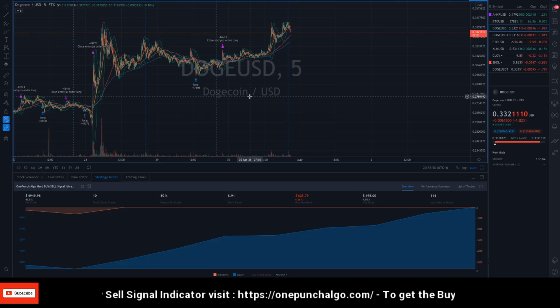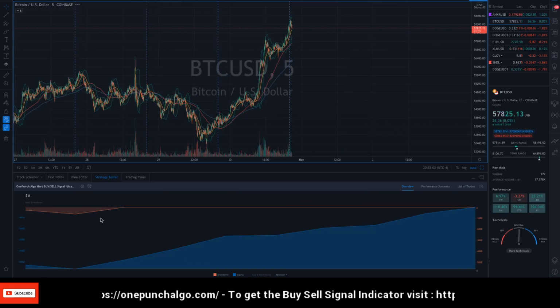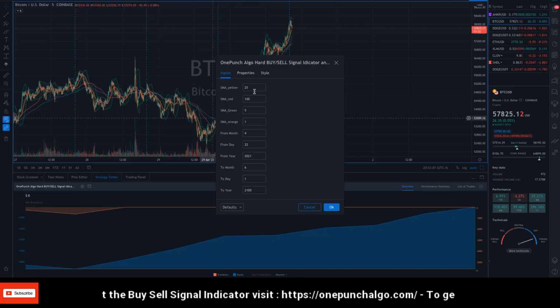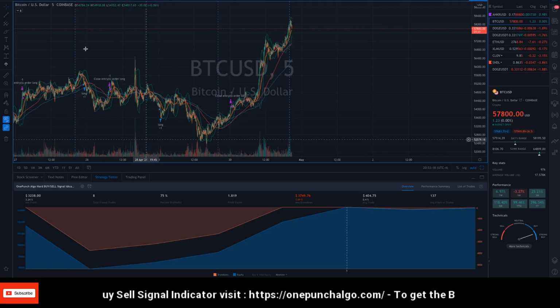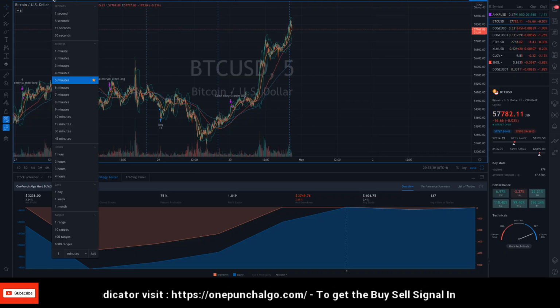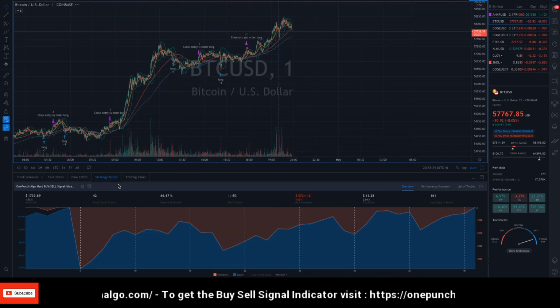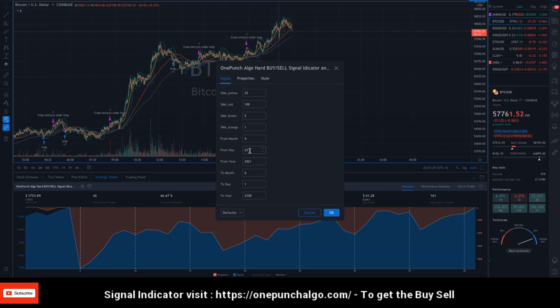So let's check. I'll go with Bitcoin. So Bitcoin, now you see it doesn't show anything. It's because the initial investment you put was 10,000, so it couldn't buy anything. So let's just use the default 100,000, so it can show Bitcoin as well. All right, so let's start with 1 minute, and the date still shows 22. That's fine, I guess.